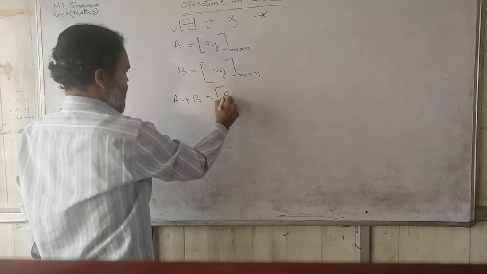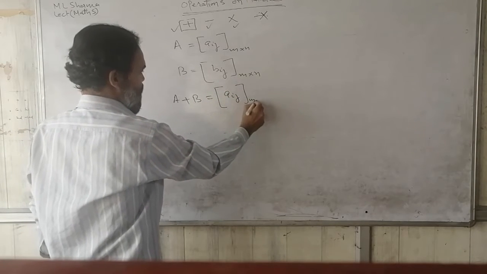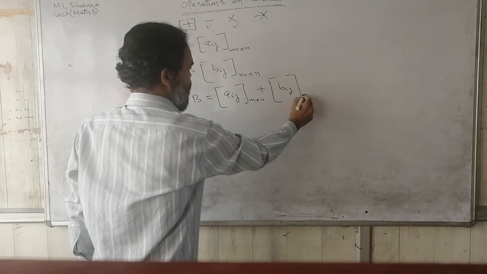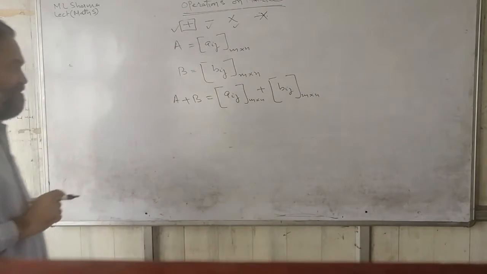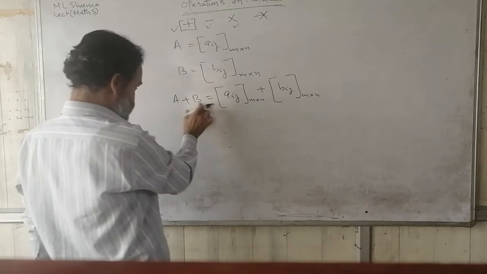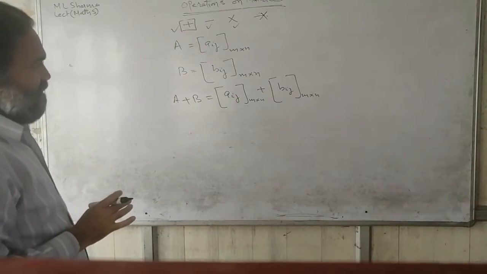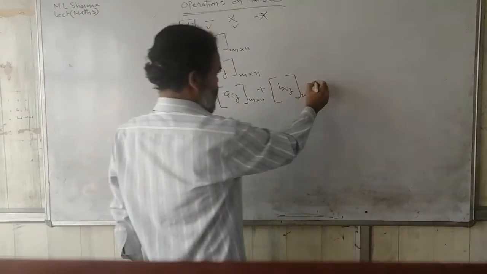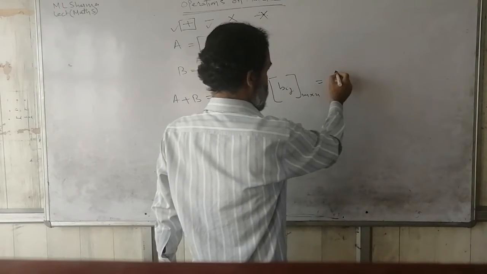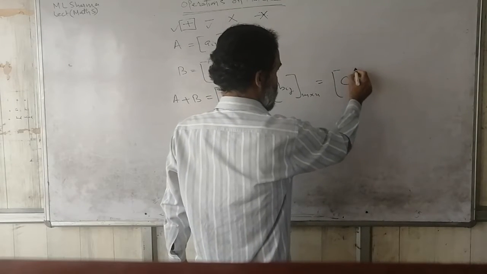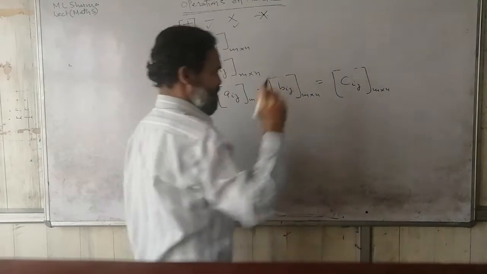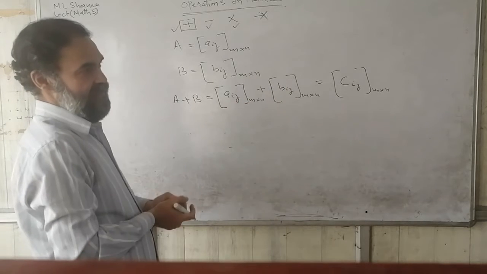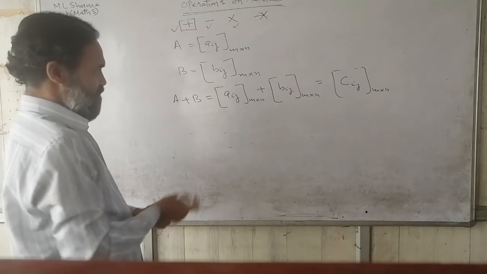I can write it as Aij plus Bij, m into n. So these two matrices are of the same order, that is m into n. So when we add these two matrices, we will get another matrix, let it be Cij, and this matrix which will be obtained as a sum of these two matrices will again be a matrix of the same order.